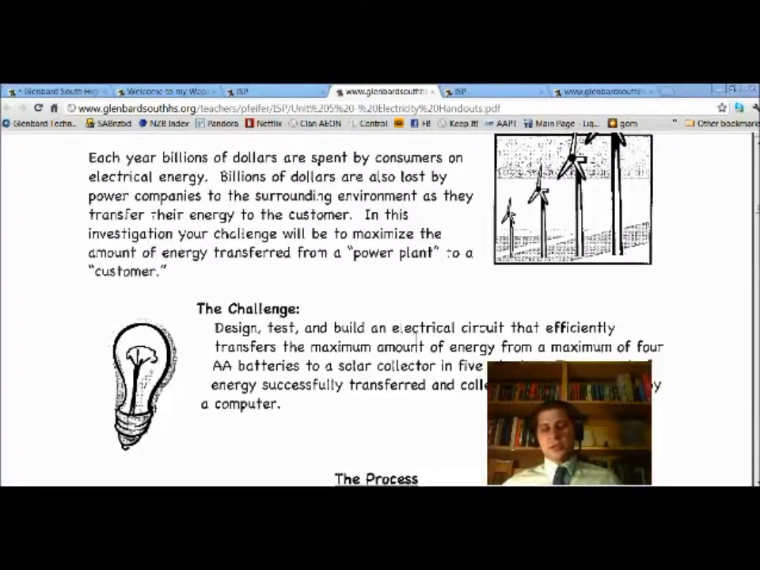And the way we measured this was with Vernier software. We used the solar collectors, and it would measure the voltage input and then calculate the power based on that, and it just gave the students a nice power output.